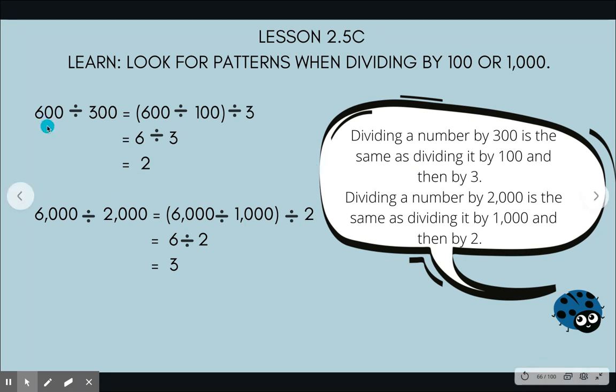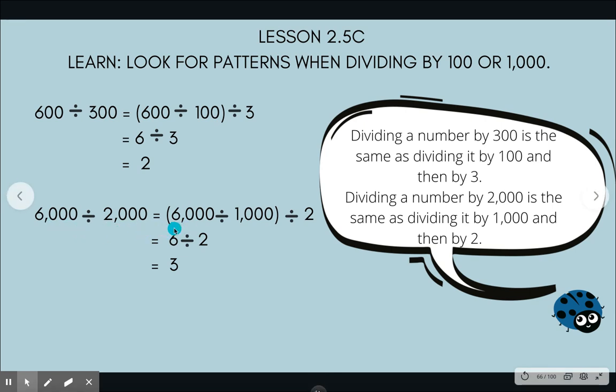So right here is an example, 600 divided by 300. You can think about it as 600 divided by 100 and then divided by 3. And think 6 divided by 3 equals 2. Myself, I would not use this method, but maybe it would work really well for you. If you like to solve bigger multiplication and division problems in your head, this might be a method that could work for you.